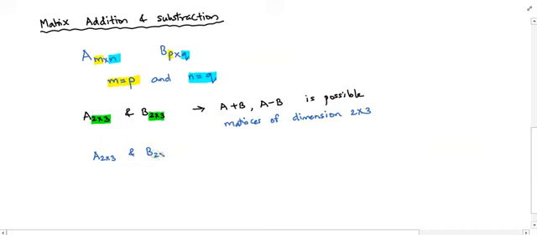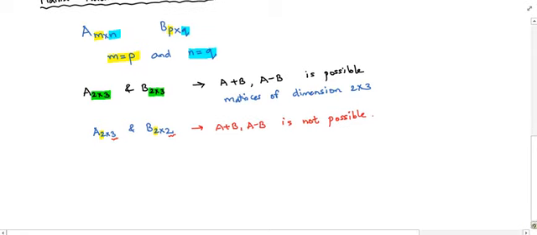On the other hand, if A is a matrix of order 2 by 3 and B is a matrix of order 2 by 2, here the number of rows is the same in both matrices, but the number of columns is not the same. So in this case, A plus B and A minus B is not possible, as their dimensions are different. The number of columns in one matrix is not the same as the number of columns in the second matrix.